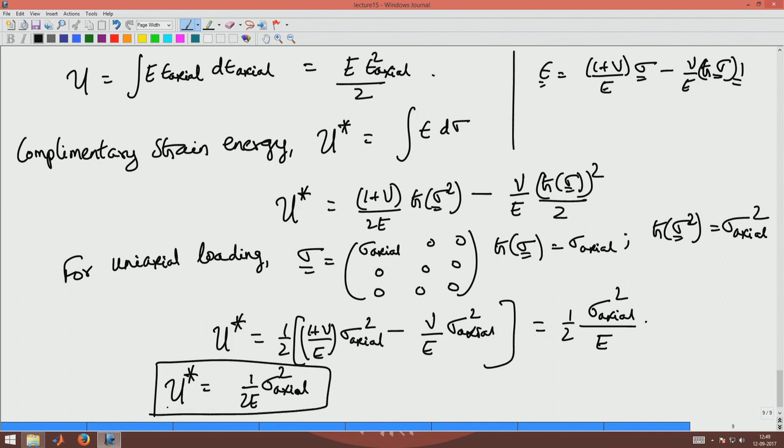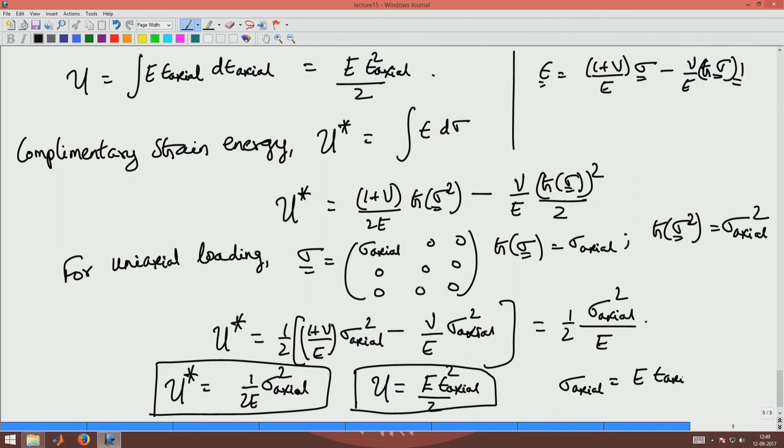Okay. So, basically now you have found the complementary strain energy and the strain energy. Now, how do you know that these are the same? Because you have the relationship between sigma axial and epsilon axial as sigma axial is E times epsilon axial. So, if I substitute in there, you will find that these two are the same. That happens because the material is linearly elastic. For a non-linearly elastic material, in general the complementary strain energy and the strain energy would be different.